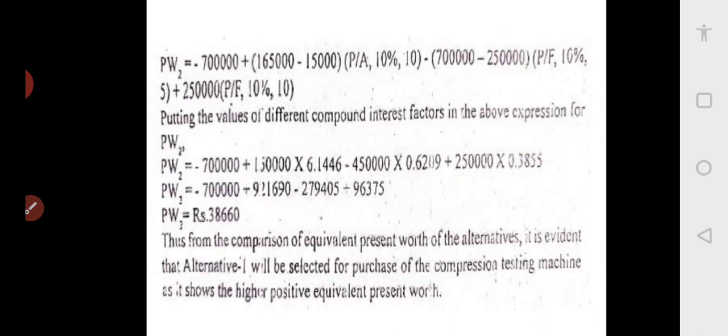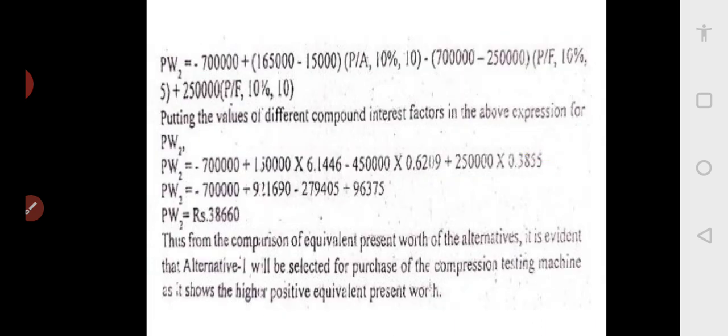Thus, from the comparison of the equivalent present worth of the alternatives, it is evident that alternative 1 will be selected for the purchase of the compression testing machine, as it shows the higher positive equivalent present worth. Both are positive, but the present worth of machine 1 is positive and high, 90,000, and the second one is only 30,000. So we will always select the higher. The present worth should be positive and higher. Hence we will take the decision of buying the first equipment.